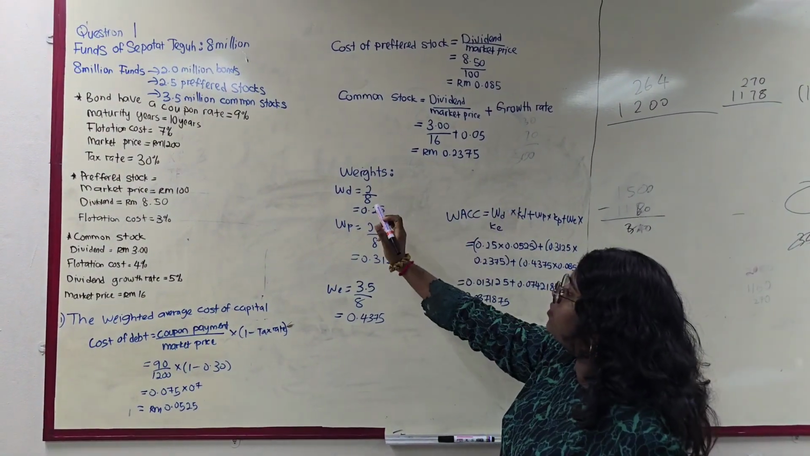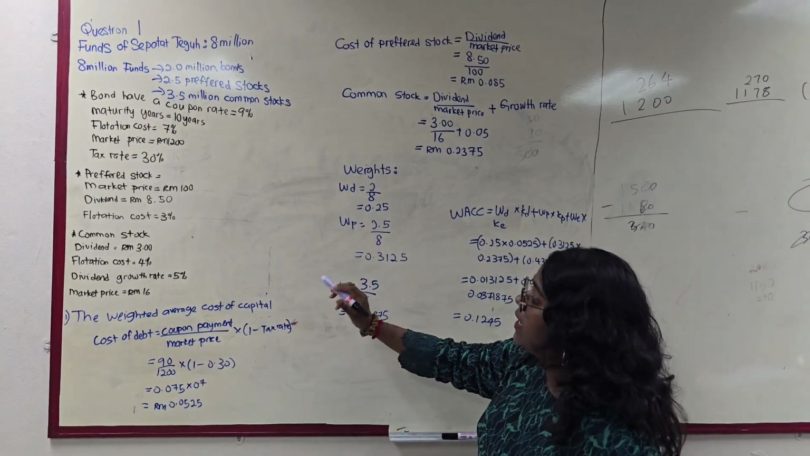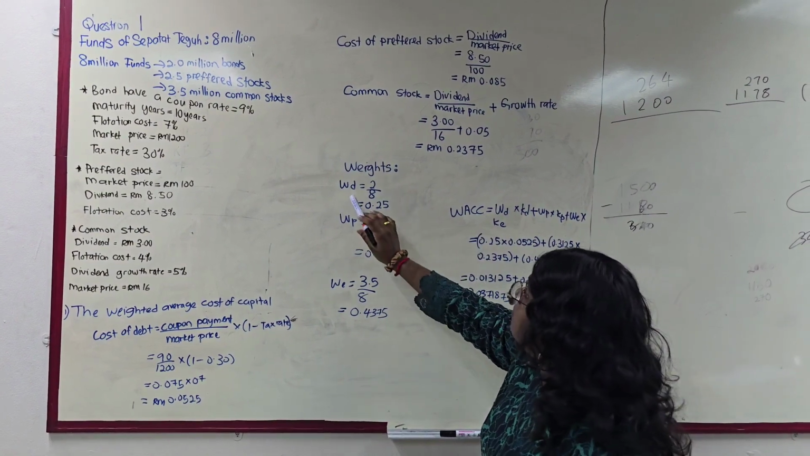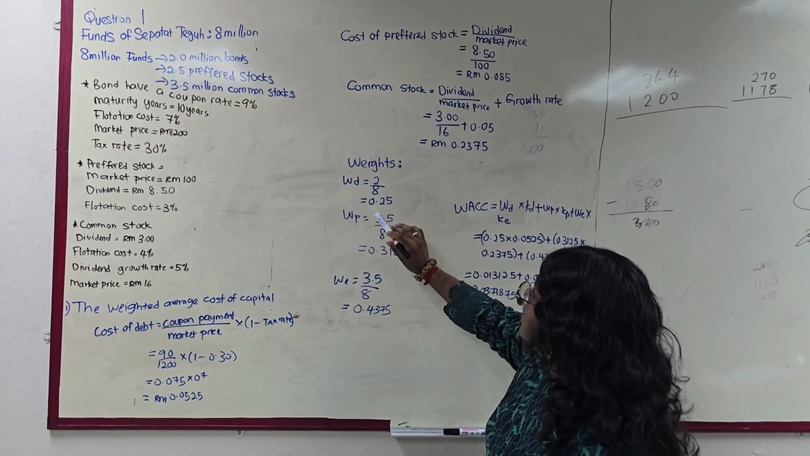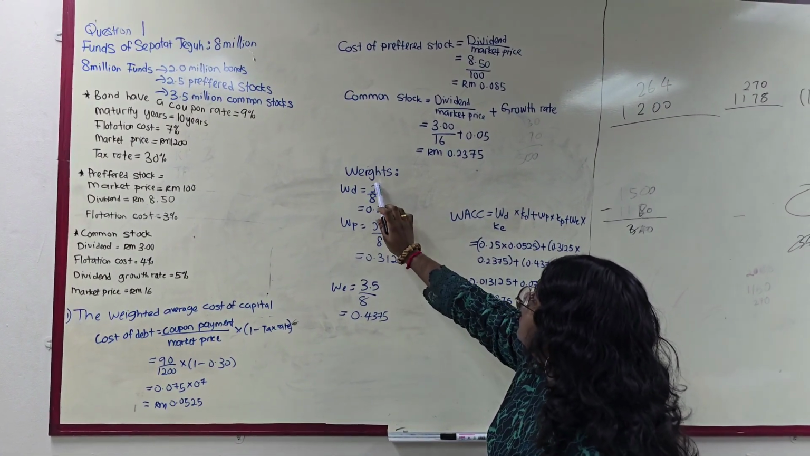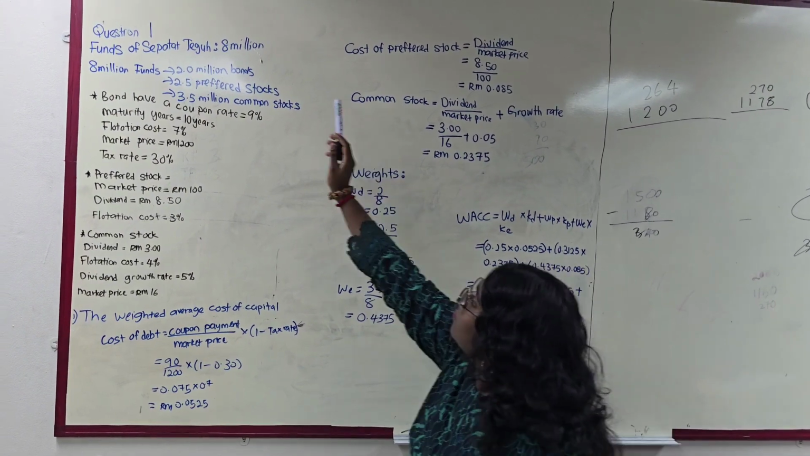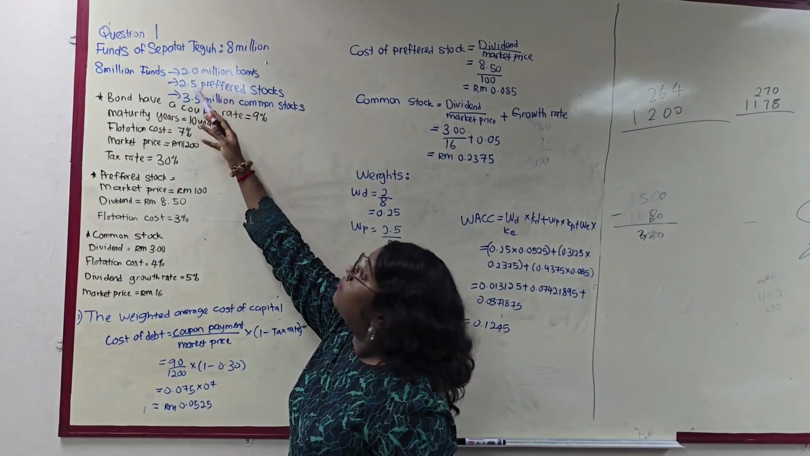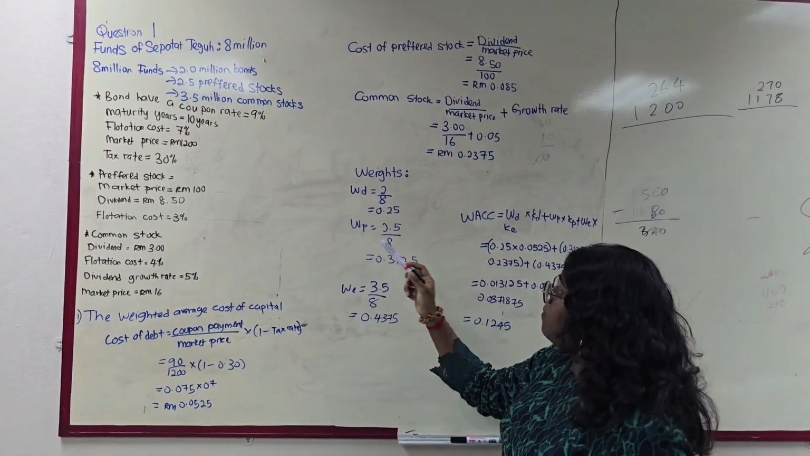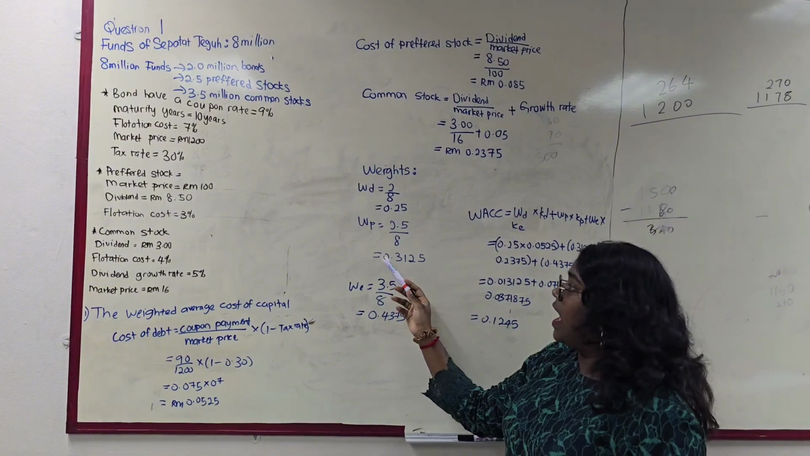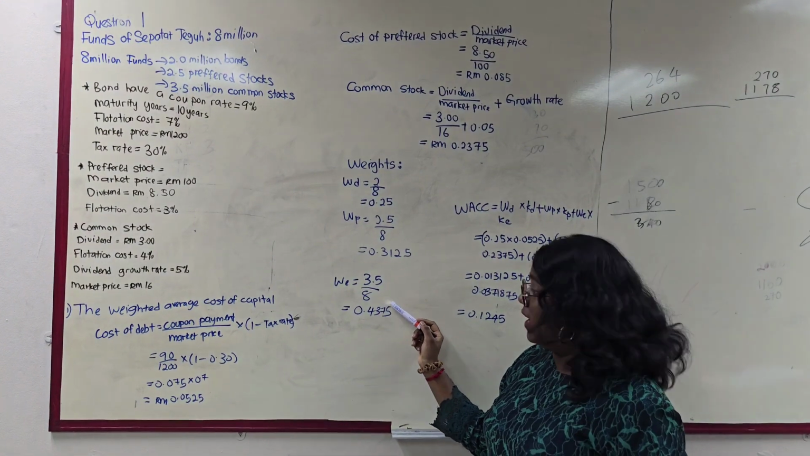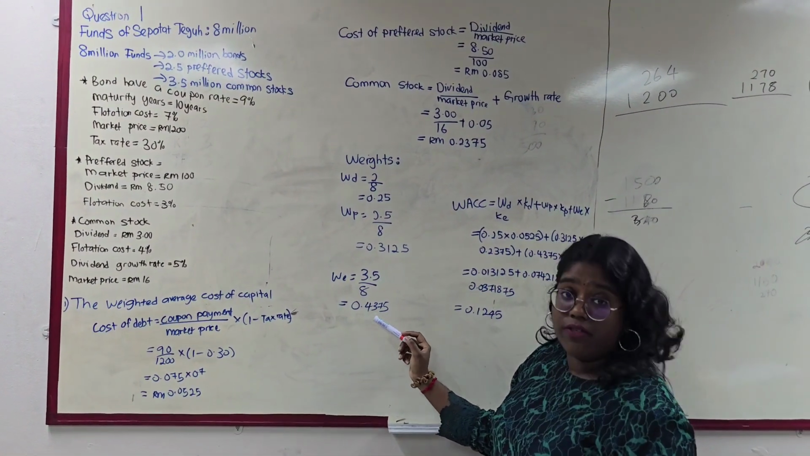So we already found the cost of debt, cost of preferred stock, and also common stock. So we can proceed to calculate the weighted average cost of capital, which is WACC. As for the weights, for WD, it is 2 divided by 8, which gives 0.25. This is the calculation of the million funds, where we can see 2.0, 2.5 and 3.5 respectively. For WP, it is 2.5 divided by 8, which gives 0.3125. For WE, it is 3.5 divided by 8, which gives 0.4375.